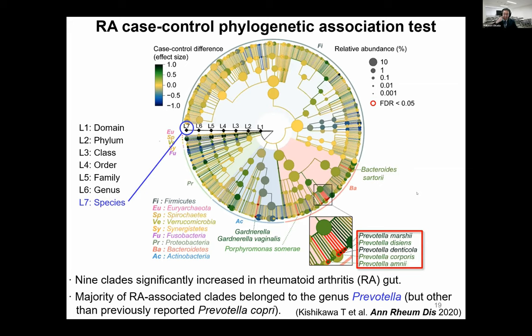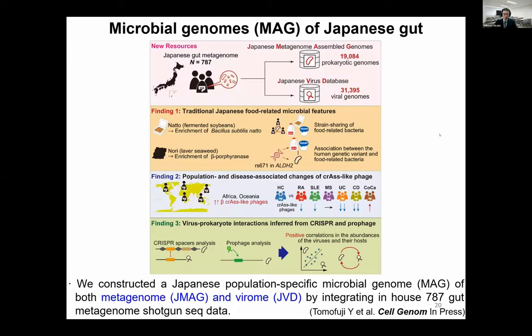And then we are now expanding our MR approaches to a wider range of diseases, and it surely tells an interesting result. To further understand the microbiome in Japanese, we constructed the Japanese population-specific microbiome genomes, MAG. This is called JMAG, and virus JVD, integrating our around 800 gut metagenome shotgun sequence data.